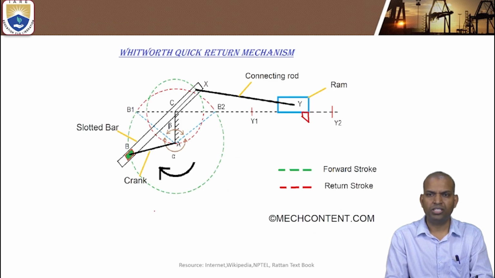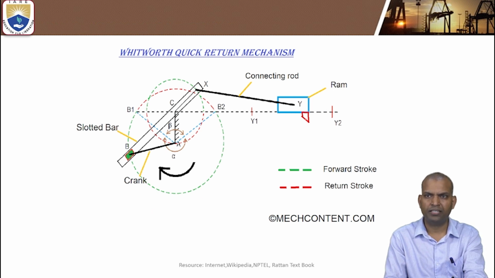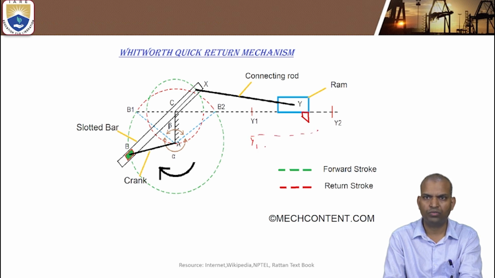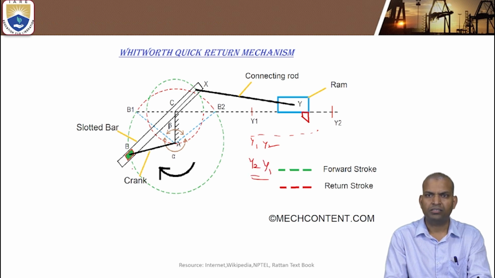This slide indicates briefly what is Whitworth quick return mechanism. This tool is attached to the ram. During forward stroke, it moves y1 to y2. Return stroke moves y2 to y1. Thus we can understand the working of Whitworth quick return motion mechanism.